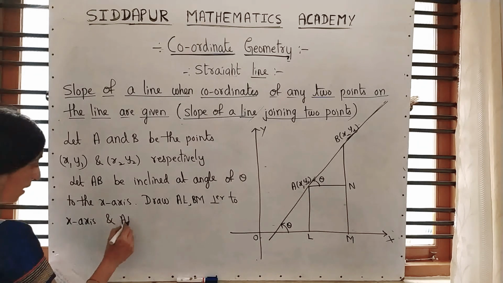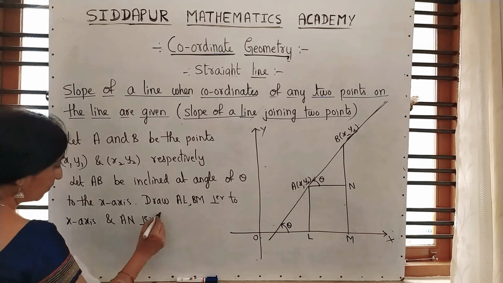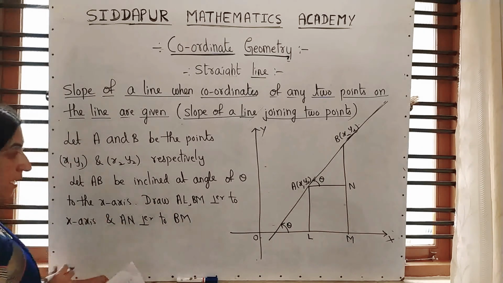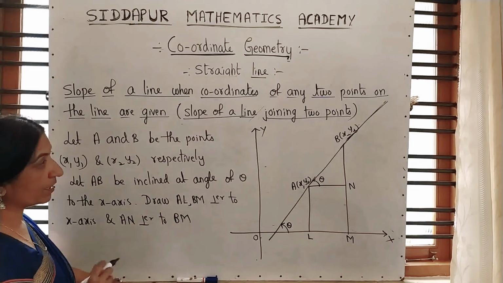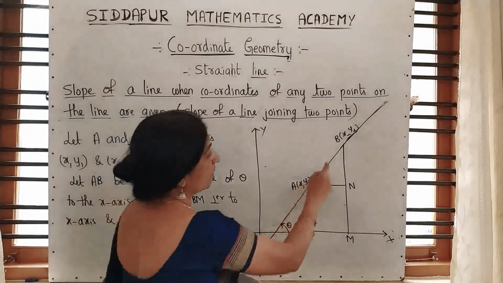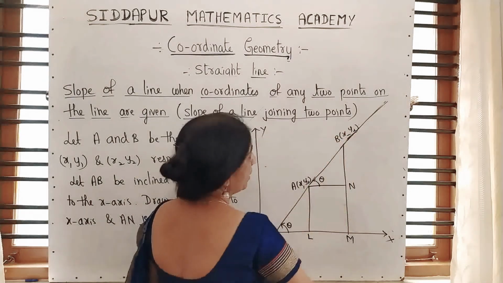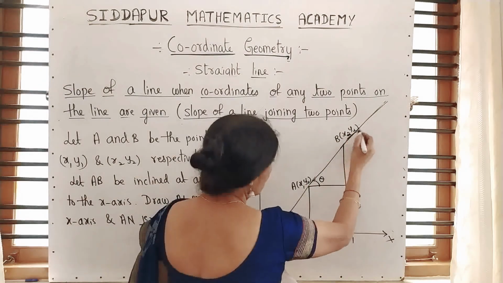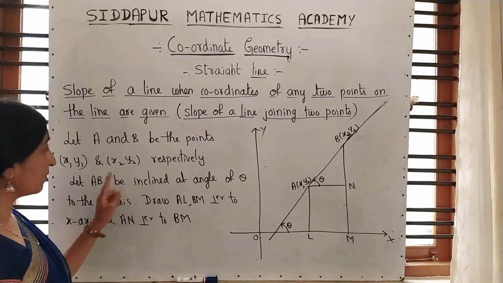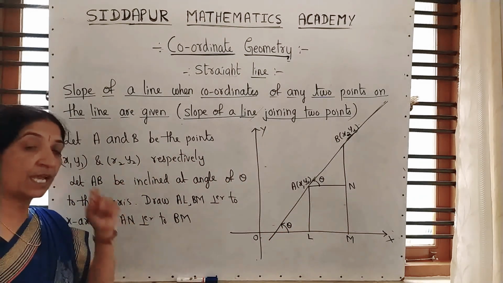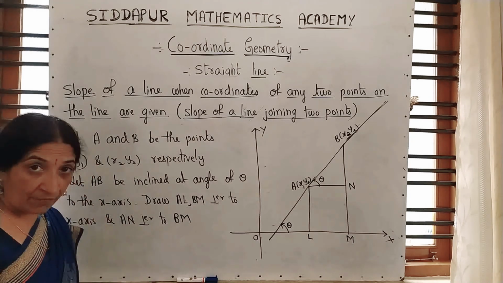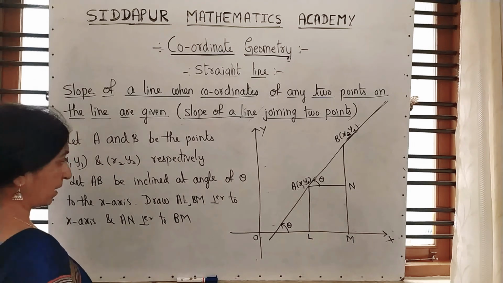And AN perpendicular to BM. See, once again I am explaining. Let A (x1, y1) and B (x2, y2) be 2 points. They make an angle theta, that I am writing like this. Let AB be inclined. That means the line AB makes an angle theta with the positive direction of the x-axis.